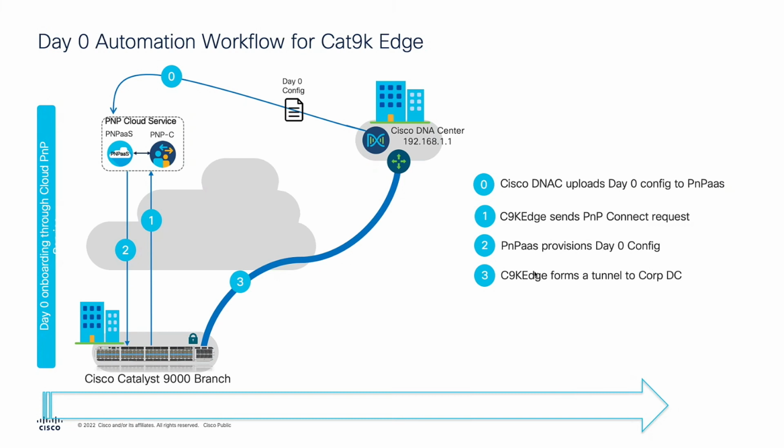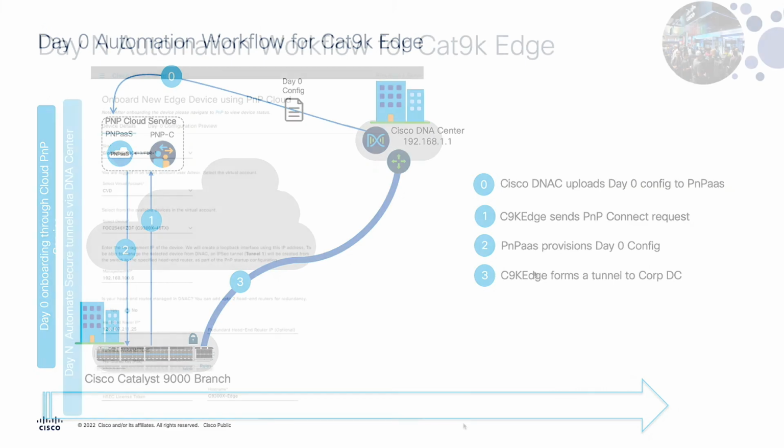So one thing that you'll have to do is go to the DNA Center, where you can pre-provision all of this. You can say which device, which serial number, and when it comes up and tries to connect to PNP Connect, you push the config to the box.